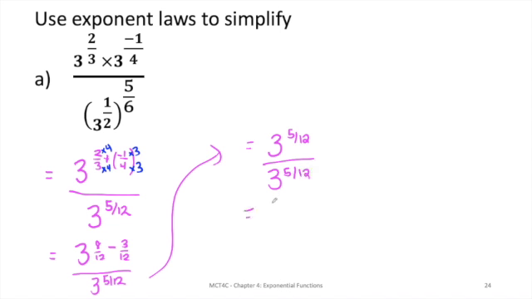Oh my goodness, what happened here? 5 over 12 minus 5 over 12 is equal to 0. Well, 3 to the power of 0 is 1, so your answer is 1. So we went from this crazy, confusing thing all the way to just an answer of 1. Okay, so don't let anything like that freak you out.